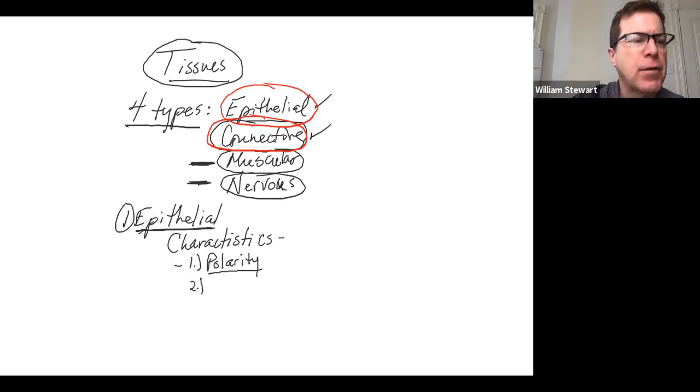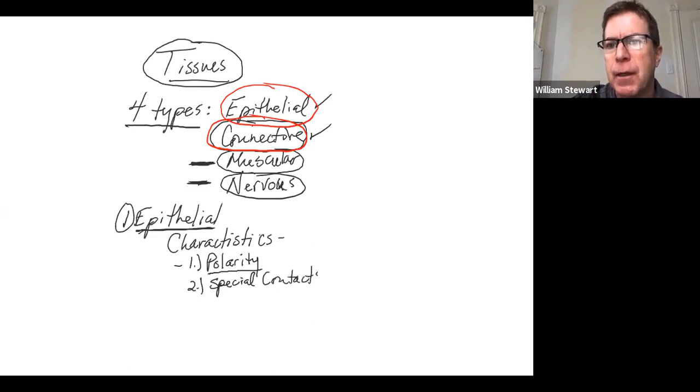Second major characteristic, I'm going in the order of your book. Your book lists special contacts. I'll be more specific. So epithelial tissues typically have very close knitted fitting cells that are tightly woven together so that these cells have tight junctions that don't allow a lot of things to pass through those seams. So the cells, for example, are very tightly knitted together, oftentimes in a row like this. Special contacts is referring to this tight cell-to-cell junction right there.